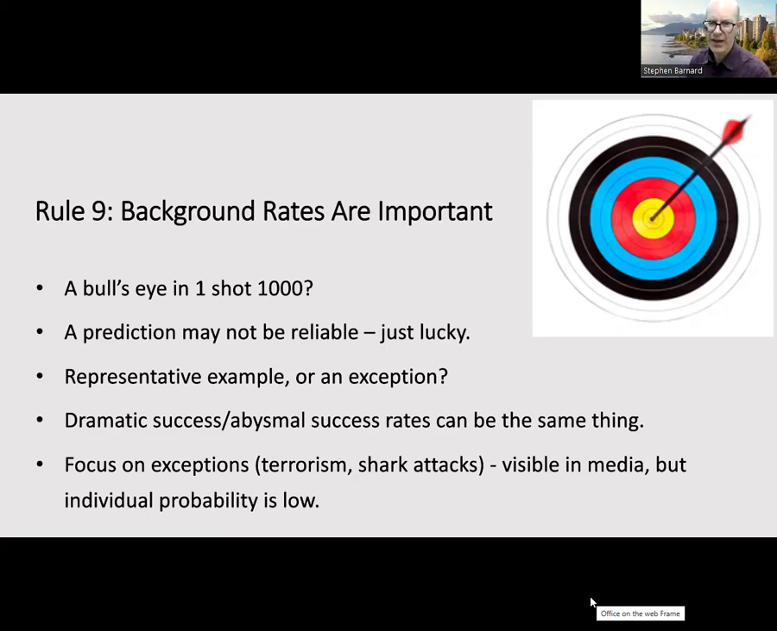Yeah, a prediction might not be reliable. It might just be lucky. It might be an exception to the rule.